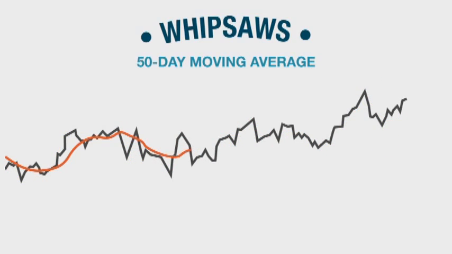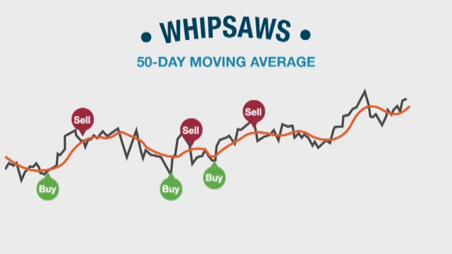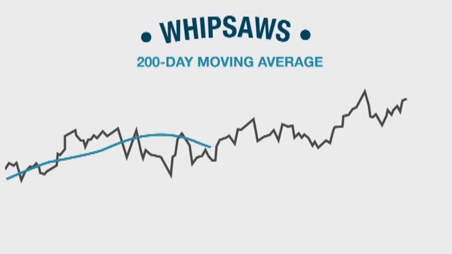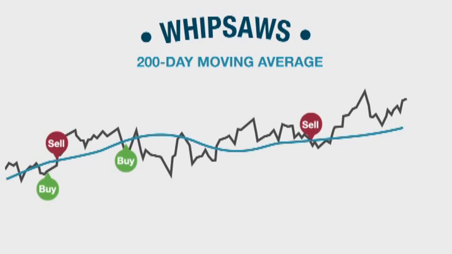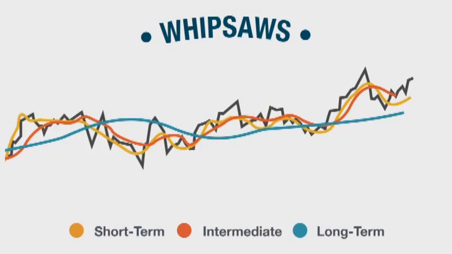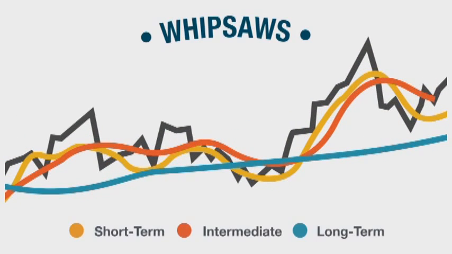For example, intermediate-term charts with a 50-day moving average show a smoother average and have fewer buy and sell signals. As a result, the investor may stay in the trade longer. Long-term trends like those found with a 200-day moving average are even smoother. When looking at all these averages together, we can see that the short-term average is confirmed by the intermediate and long-term averages.